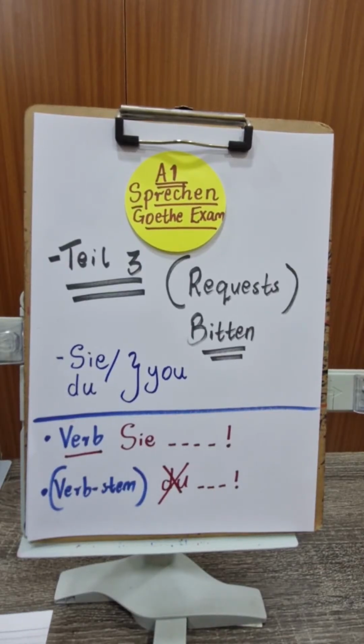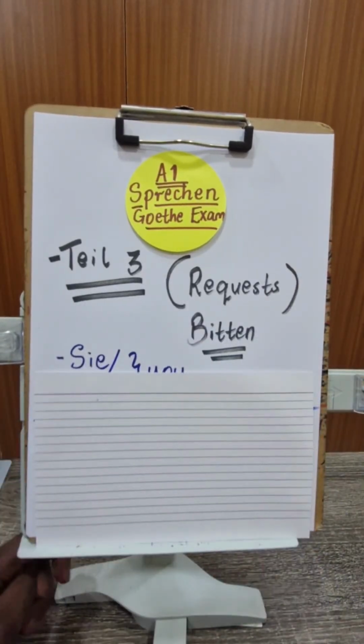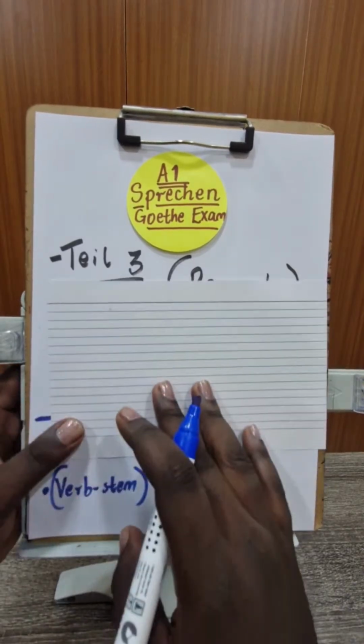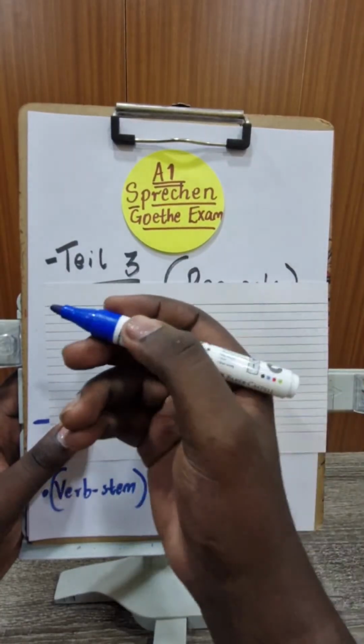You want to tell somebody, drink 2 bottles of water every day. How do you say that? Drink 2 bottles of water every day. So in a moment, guys, I'm about to give you your own sentence examples to see how you can form your own request, right? So you want to tell somebody, drink 2 bottles of water every day.